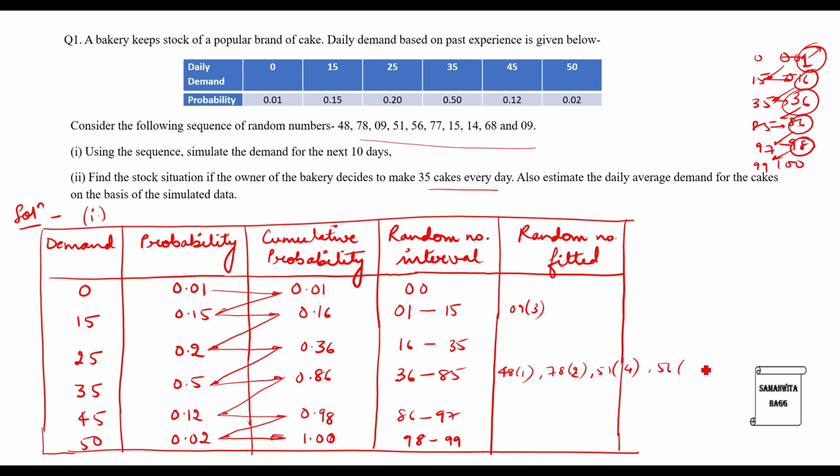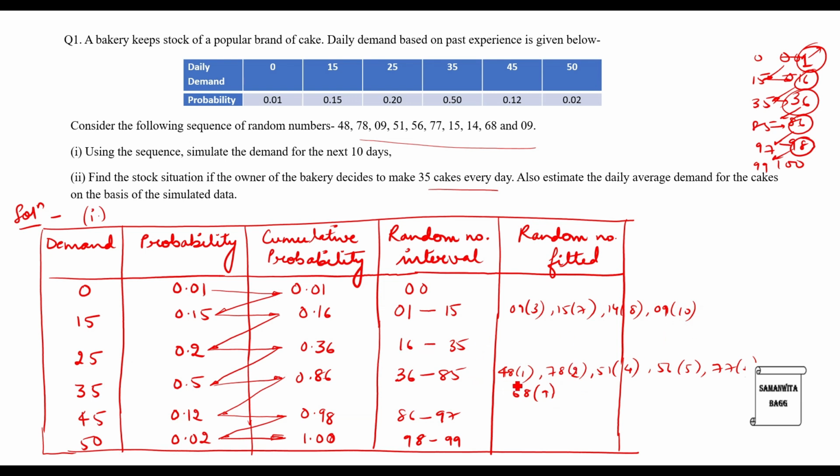56 also falls here. This is the fifth value. 77 falls here. This is the sixth value. 15 is here. This is the seventh value. Then we have 14, which also falls here. This is the eighth value. 68 falls here. So this is the ninth value, and 9 again falls here. So this is the 10th value.